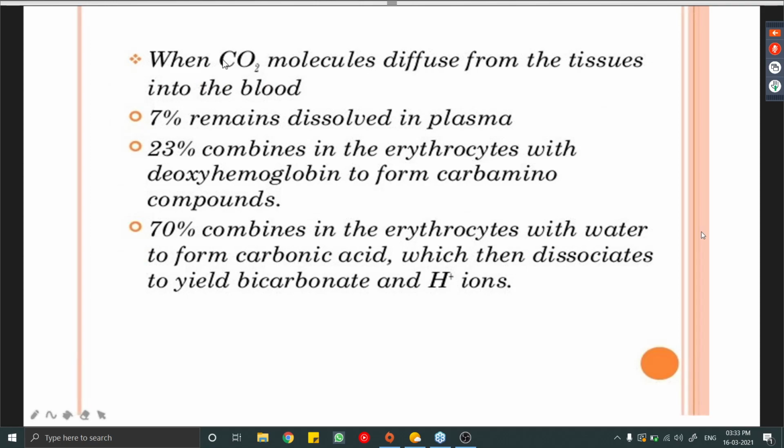When carbon dioxide diffuses from the tissues into the blood, 7% remains dissolved in the plasma, 23% combines in the erythrocyte with deoxyhemoglobin to form carbamino compounds, and 70% combines in the erythrocyte with water to form carbonic acid, which then dissociates to yield bicarbonate and H plus ion.